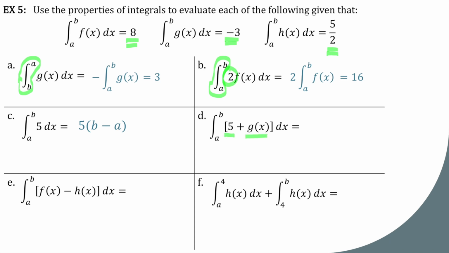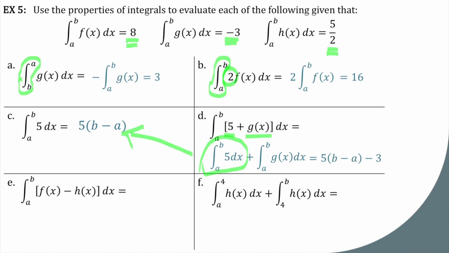D, I've got two functions being added together, so I can split the integral. And then this guy, a to b of 5, well, we just figured that out there. And then g of x is negative 3. So 5 times b minus a minus 3. E is asking about the difference of two functions, and we can just split that integral. F of x is 8, h of x is 5/2. So that one's about 5.5.